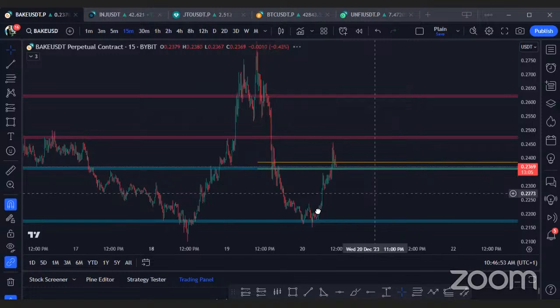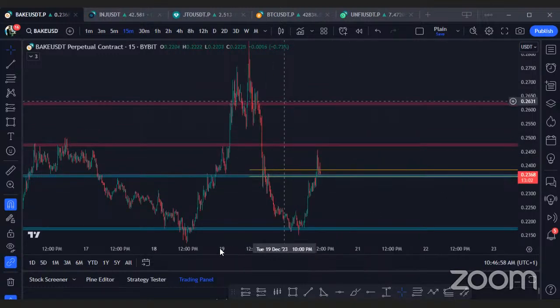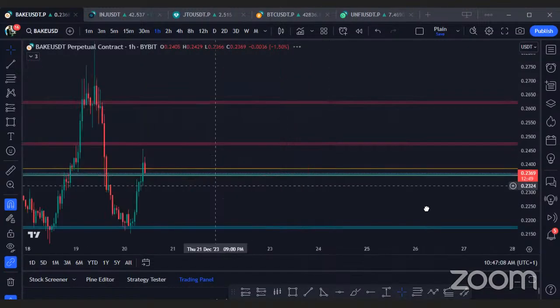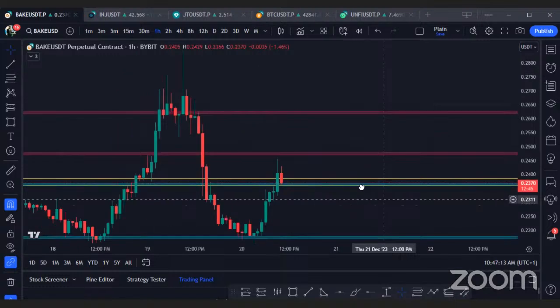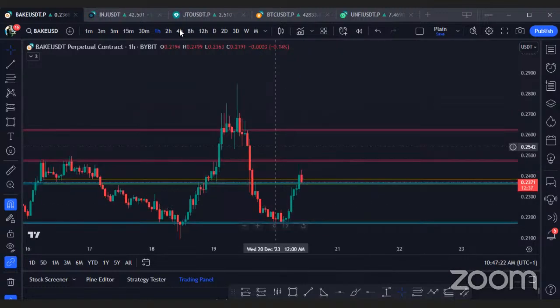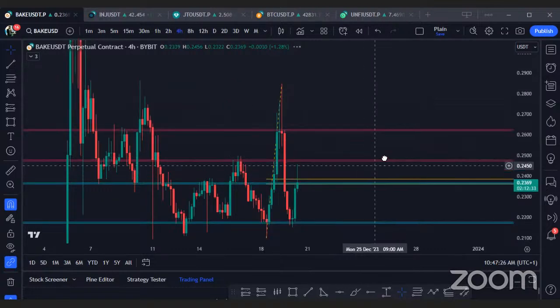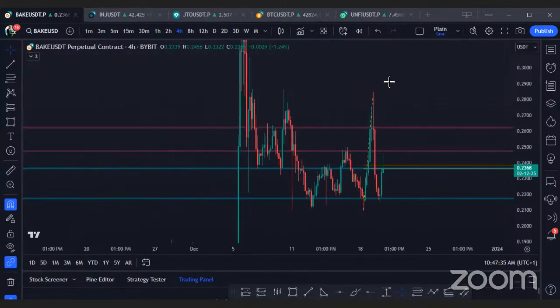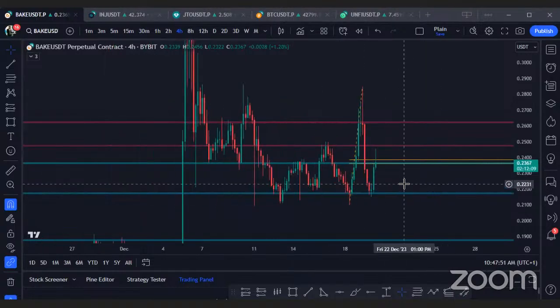you have to allow BIG to play out. So I still see BIG going back up to that 26. What I can basically do is to see how far it is. Let me do 1 hour, see what's going on there. Just allow BIG to play out.